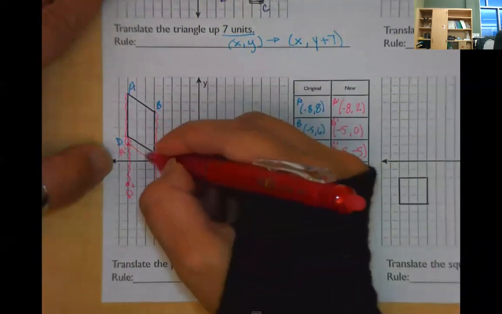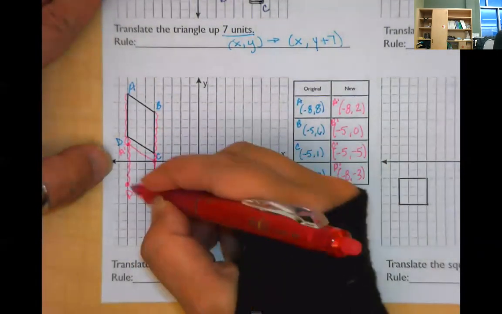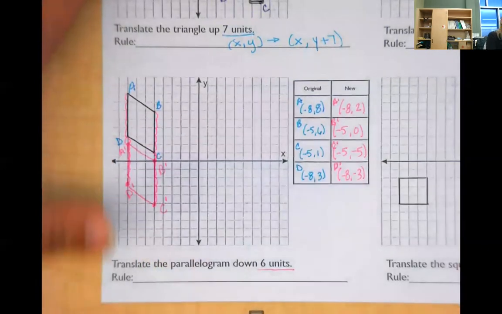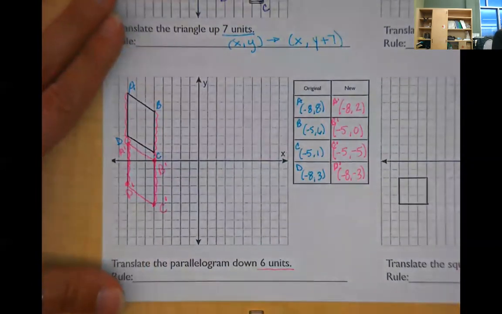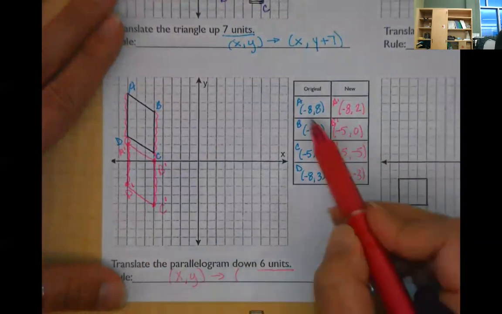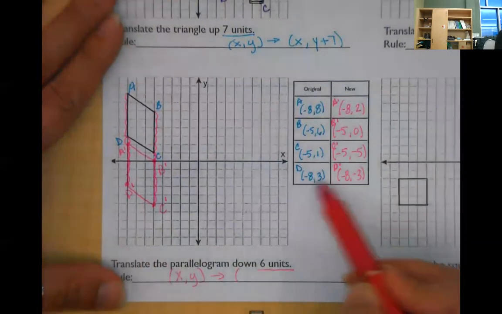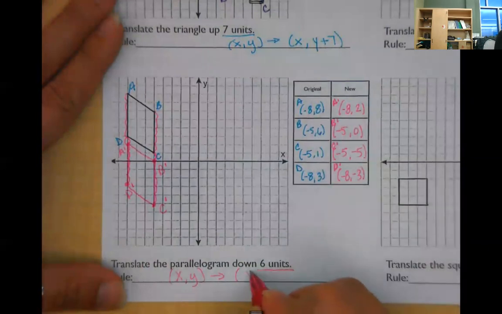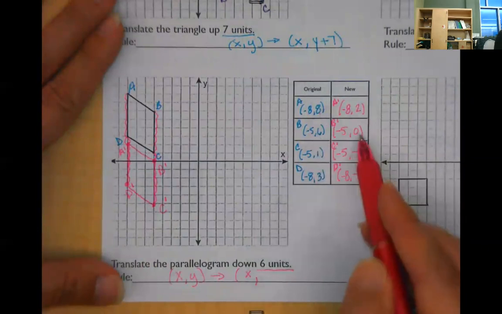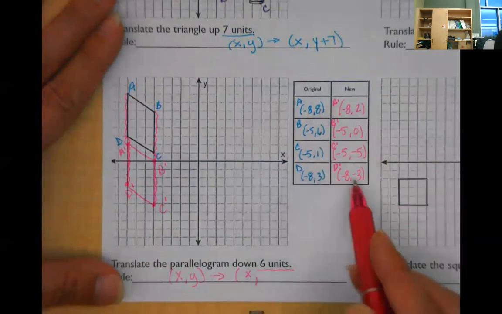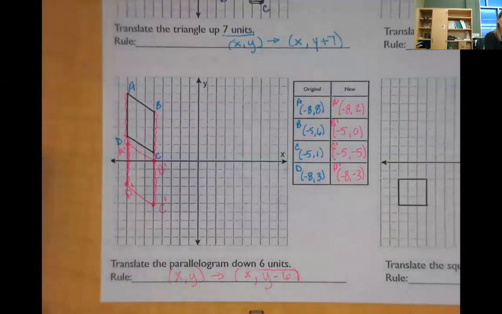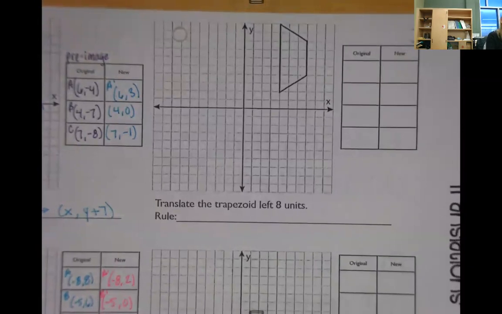We can connect our dots to see our shape. Again, that shape did not change in size. It did not change in direction. It maintained congruency and orientation. And our rule is we had X, Y. Notice all of our X values stayed the same. But my Y, 8 minus 6 is 2, 6 minus 6 is 0, 1 minus 6 is -5, 3 minus 6 is -3.